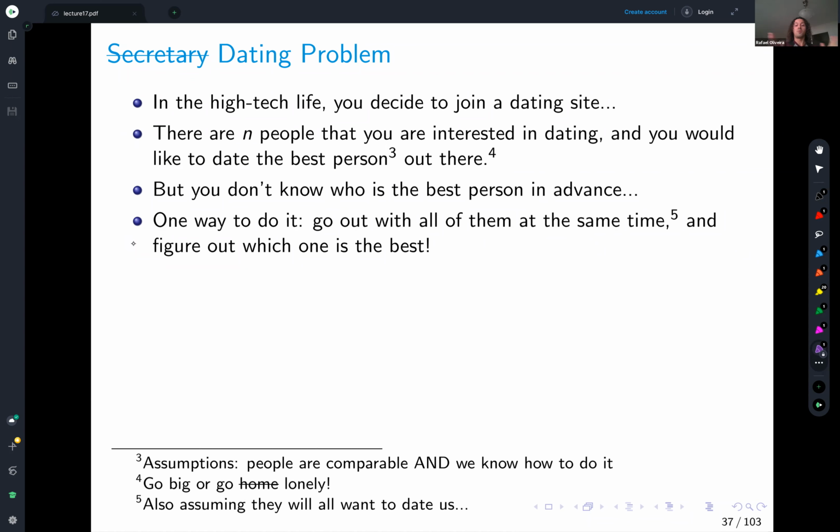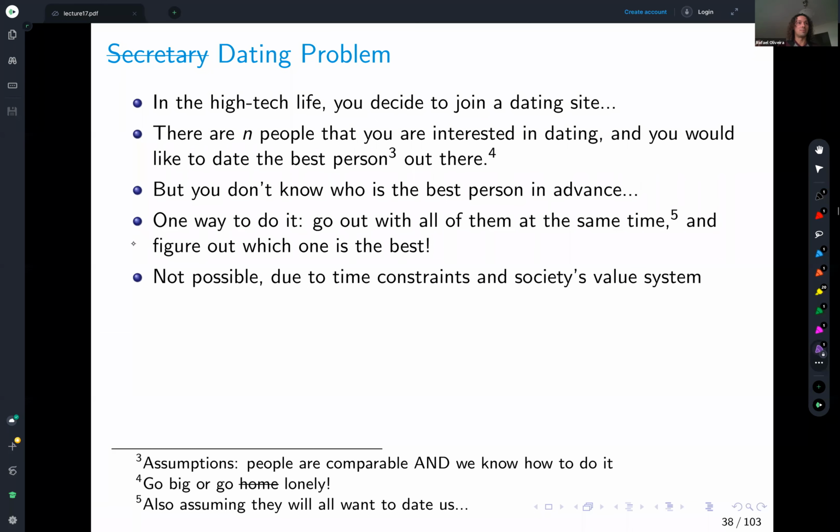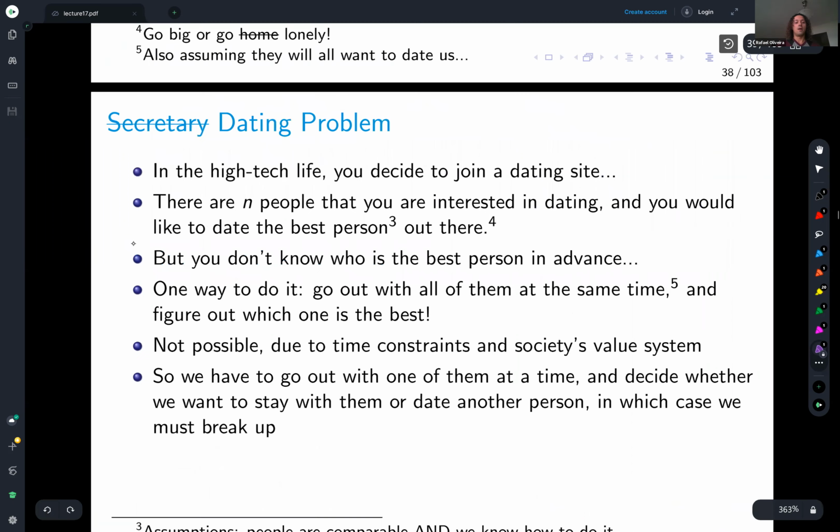So we'll go out with all of them at the same time, and we can just figure out which one is the best. But this is not possible, for two reasons: time constraints, you cannot go out with all of them at the same time, and society's value system. If you're going out with many people, the person that you want to be with will be very upset that you're going out with multiple people at the same time, and that may end very badly. So it's not possible to go out with all of them at the same time.